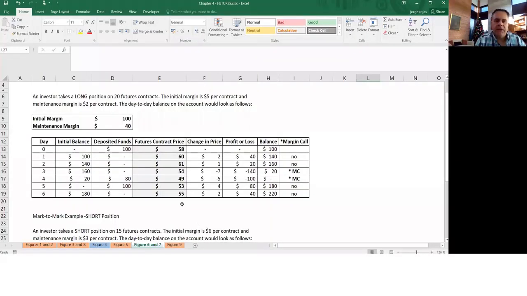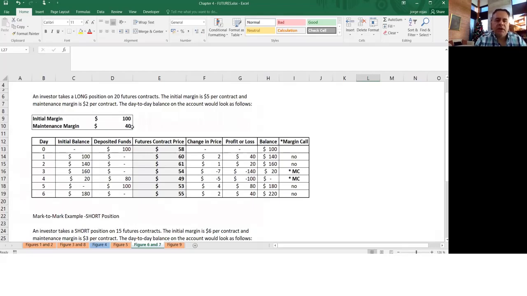Okay, let's do now a mark-to-market example. Actually, we will do two, one in a long position and the other one on a short position. So let's assume first that we're taking a long position on 20 futures contract. The initial margin is 5 and the maintenance margin is 2.